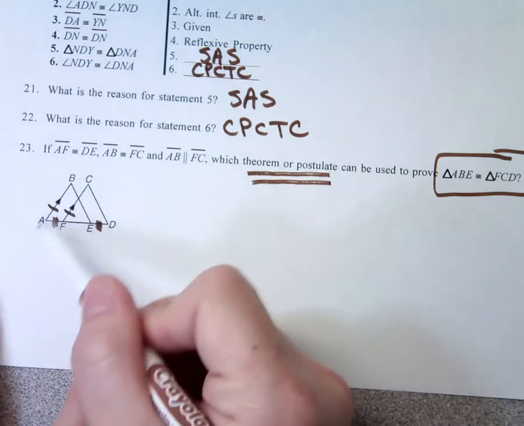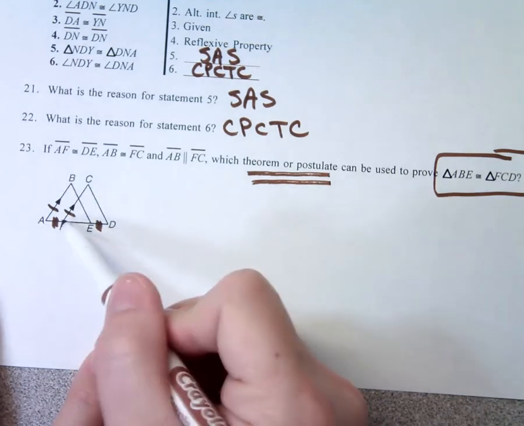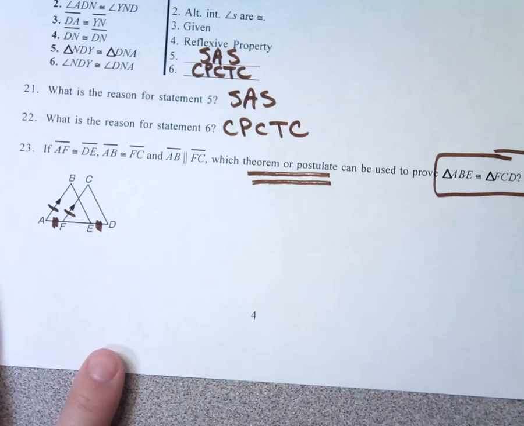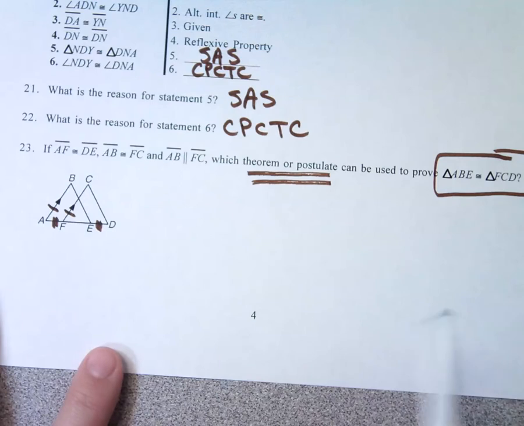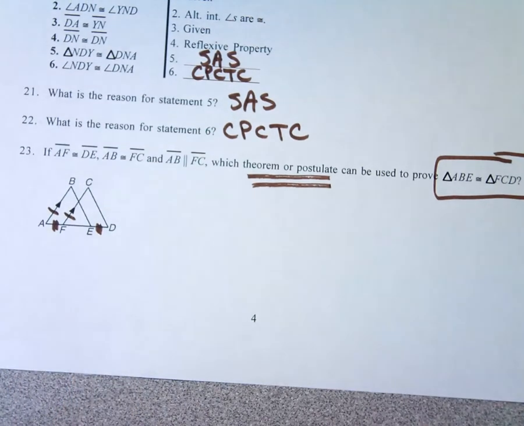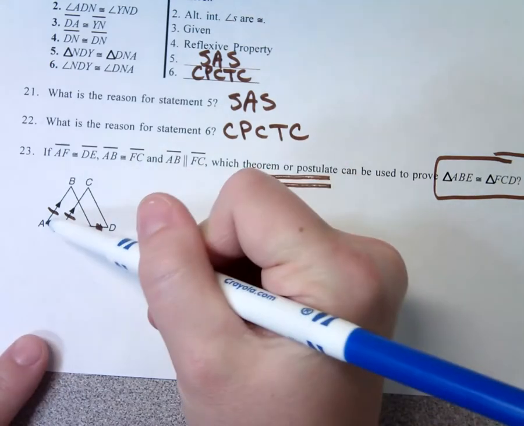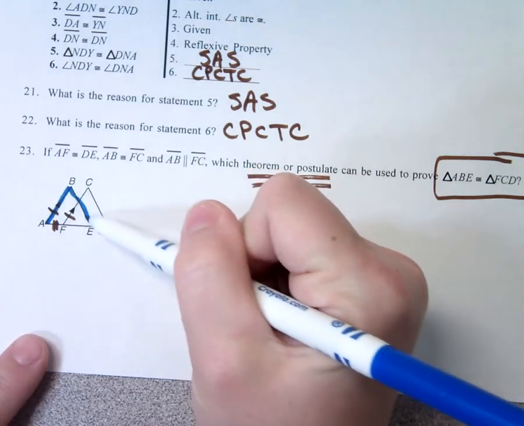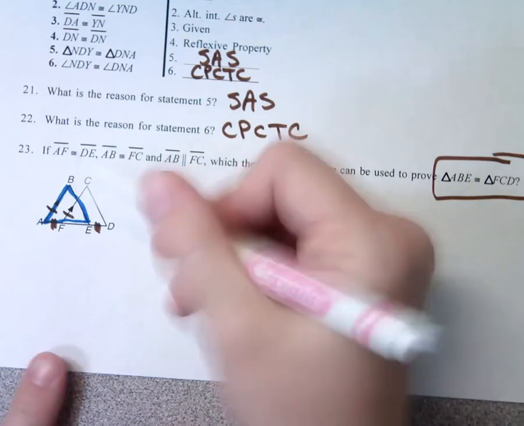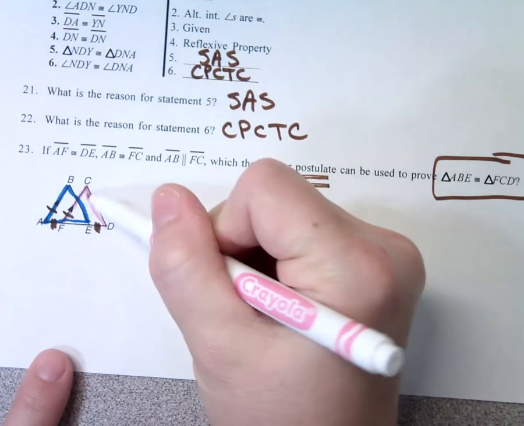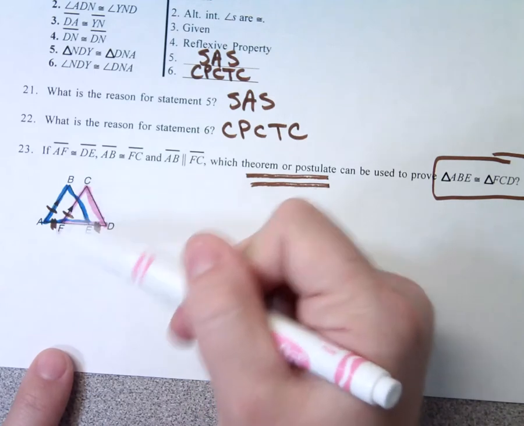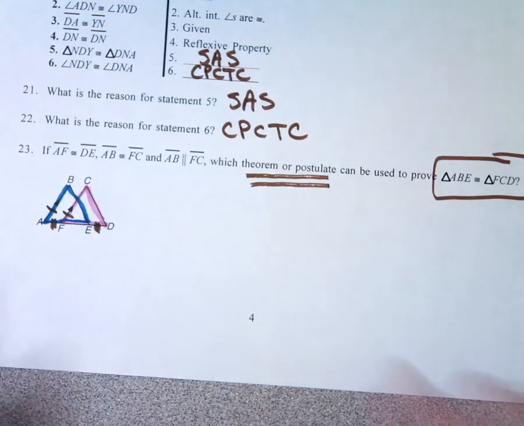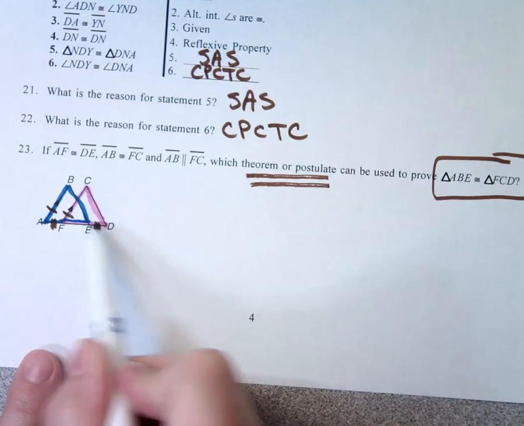Triangle ABE and triangle FCD. So how can I prove that this triangle is congruent to this one? That's when we're trying to figure out side, side, side, side, angle, side, which of those. So let's just talk for a second. I know in this triangle here and in this triangle here that I've got this side congruent to this side. So I know that. And I know this little piece is congruent to this little piece.